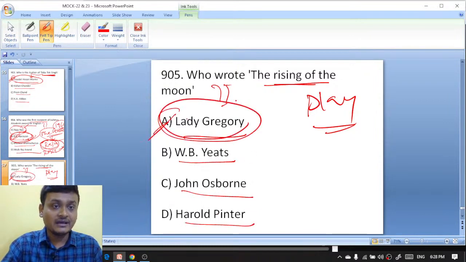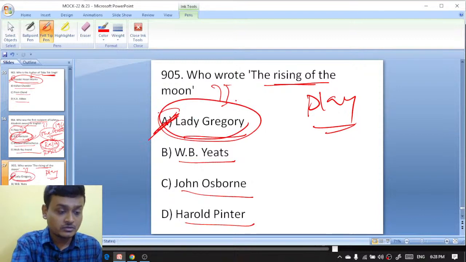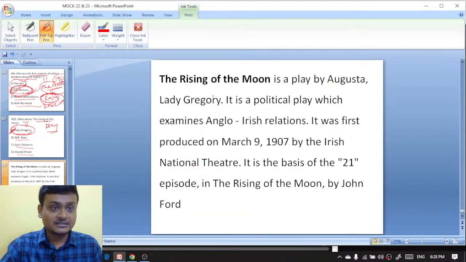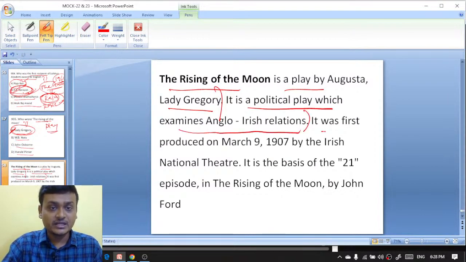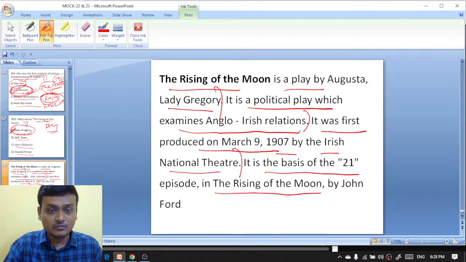Lady Gregory wrote The Rising of the Moon, and here is the explanation. The Rising of the Moon is a play by Augusta, Lady Gregory. It is a political play which examines Anglo-Irish relations. It was first produced on March 9, 1907 by the Irish National Theatre. It is the basis of an episode of The Rising of the Moon by John Ford. So whatever it is, The Rising of the Moon is a play written by Lady Gregory.